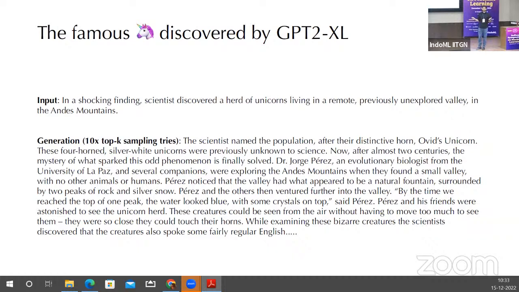If you were around when GPT-2 was released and you were paying attention to the field, you're probably familiar with this particular example. In a shocking finding, scientists discovered a herd of unicorns living in a previously unexplored valley in the Andes Mountains. This was a prompt that was fed to GPT-2, and it actually generated some coherent follow-up continuing this prompt. Everyone was impressed because there had been no model like this up till that point that could produce coherent, imaginative text like this.